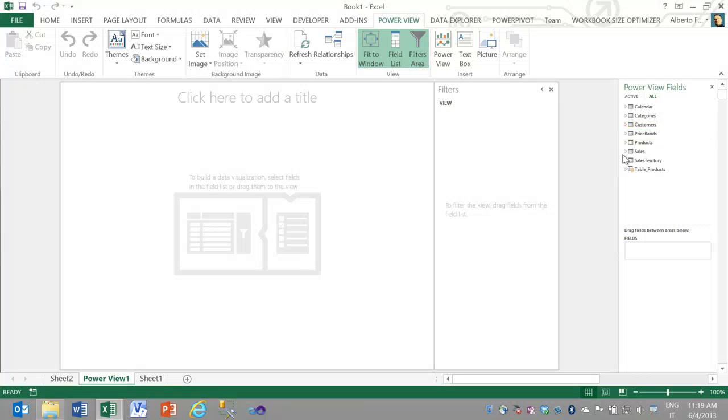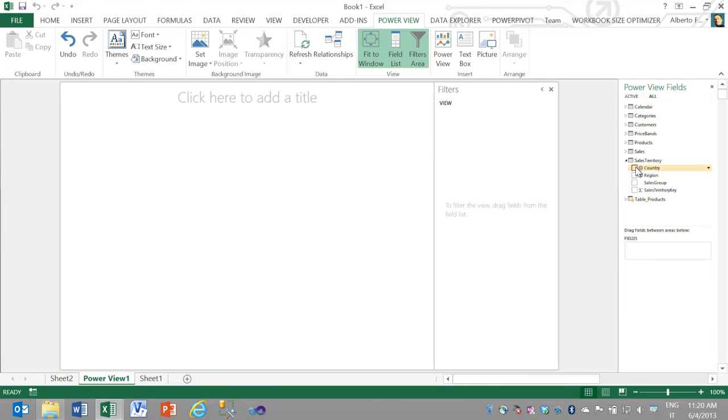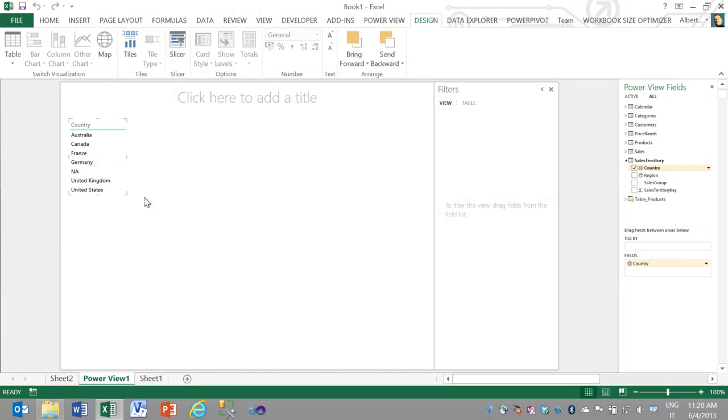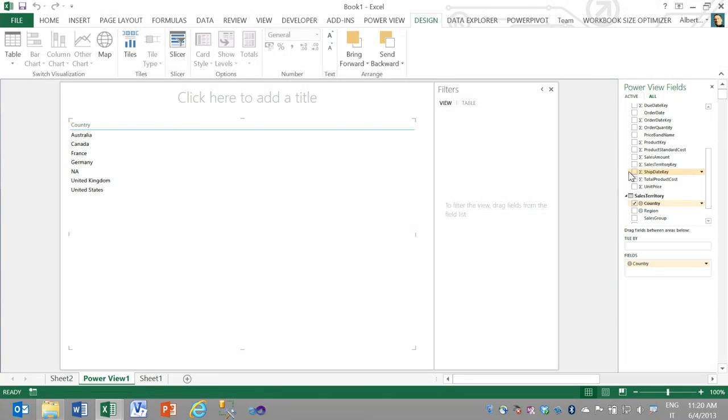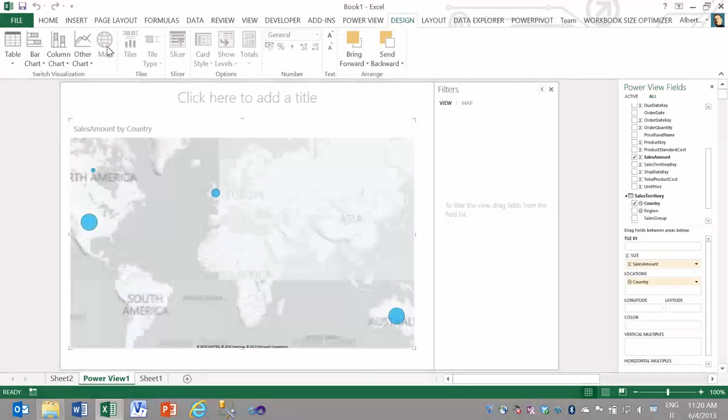Now we have sales territory. We can take, for example, the country. I said take the country. OK, and we have the country here. Then we want to get out of the sales, the sum of sales amount, which should be somewhere. Here it is. Now we have a country, we have sales, and all we need to do in order to transform it into a map is click on Map.